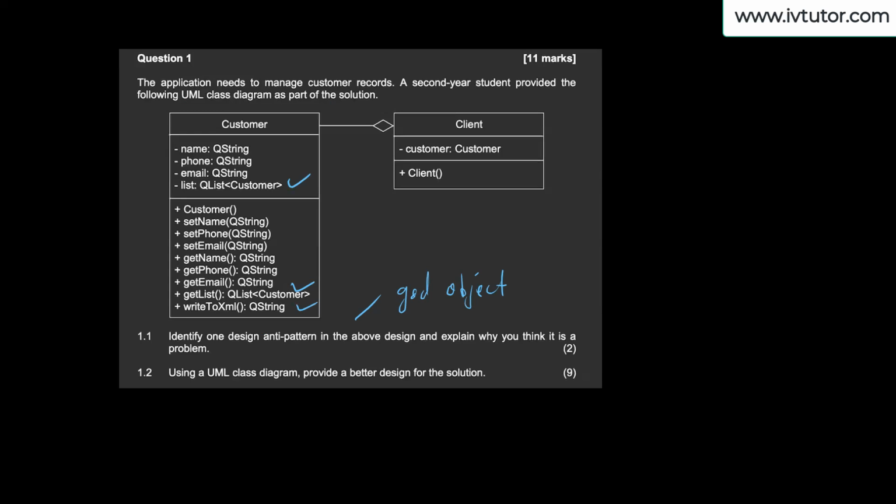Number 1.2. Using a UML class diagram, provide a better design for the solution. So that's pretty easy to do, given the number of marks. What you want to do in this case, as we've always been discussing, is whenever you are trying to draw a UML class diagram, understand what you're looking for. And I'm going to repeat this set of guidelines that you use to identify what classes you need and what relationships you need. Just as a quick summary, we said, number one, identify the entities, right?